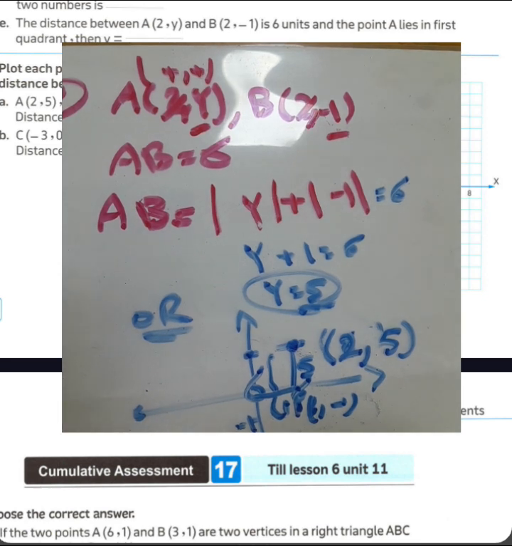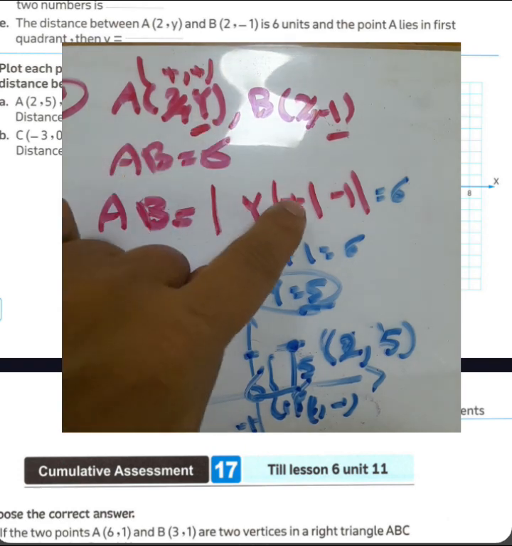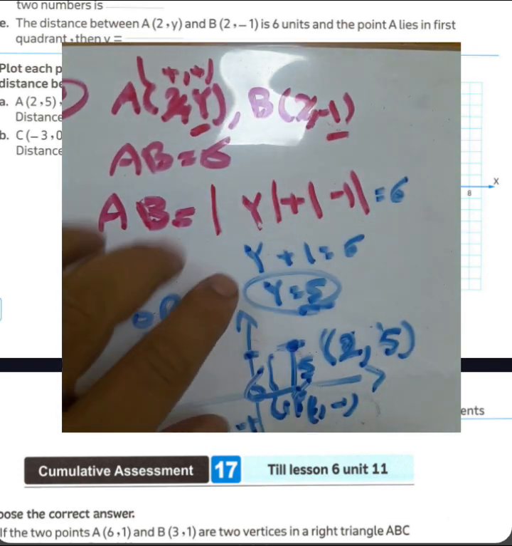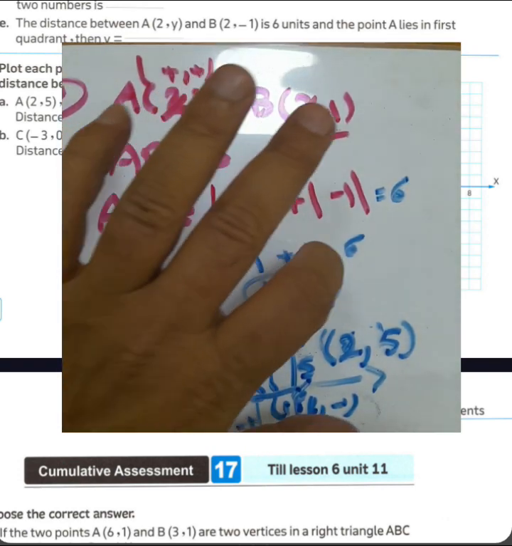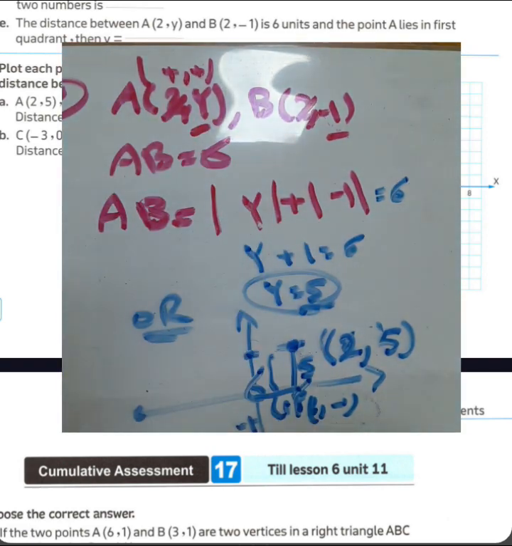You can solve this example by two methods. First method, absolute value of the first plus absolute value of the second equals 6. Absolute value of y equals y plus 1 equals 6. Then the value of y equals 5.